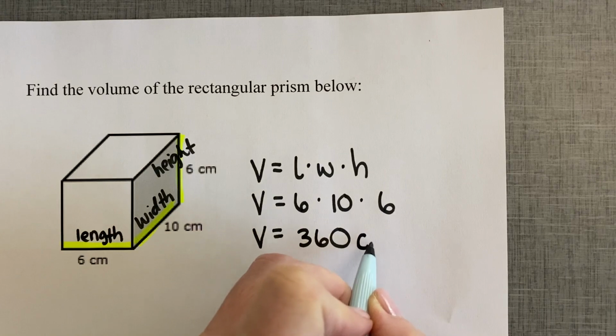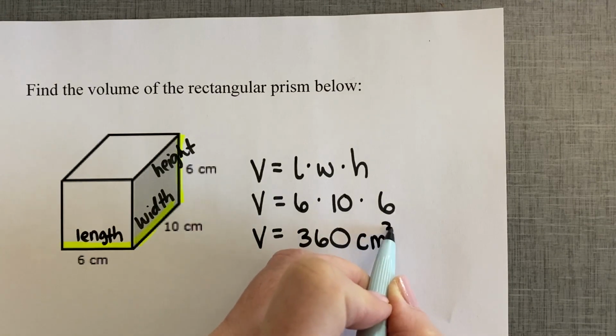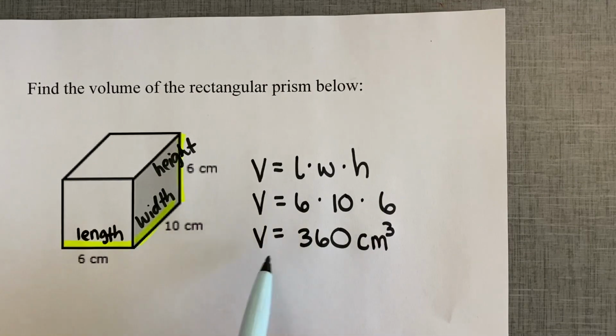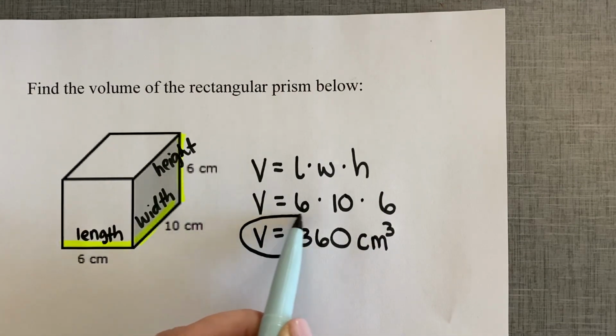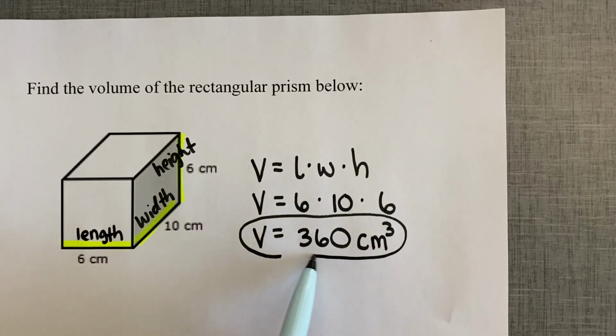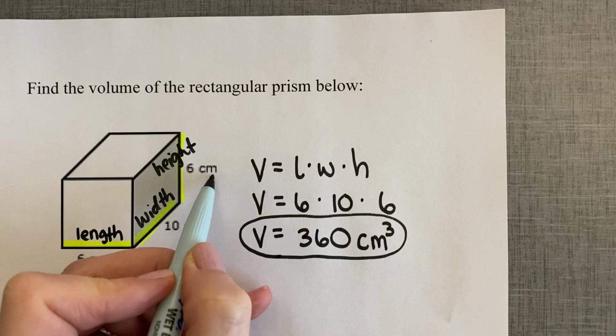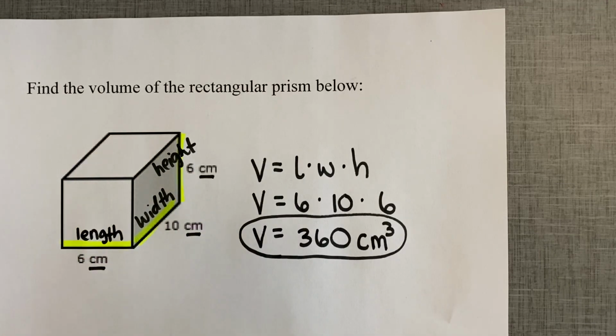And then remember, centimeters to the 3rd power, or centimeters cubed, or cubic centimeters. That's going to be the final volume. And that's because when you take centimeters times centimeters times centimeters, you get centimeters to the 3rd power. Okay, so that's a quick review of what we did yesterday. Let's go on to the next example.